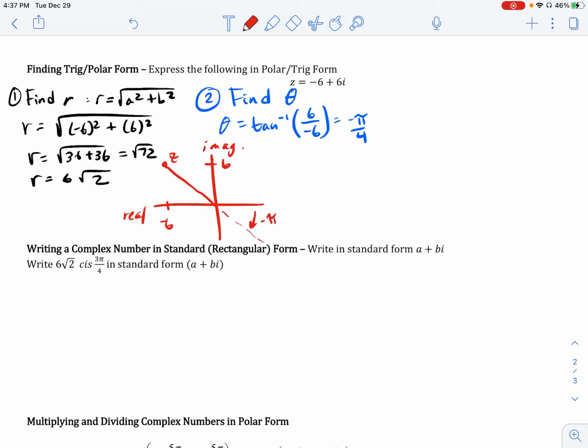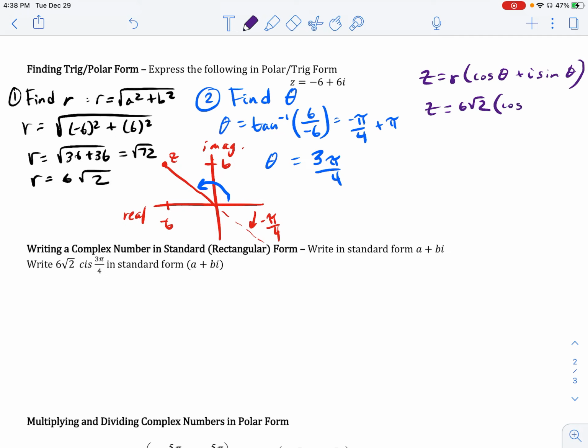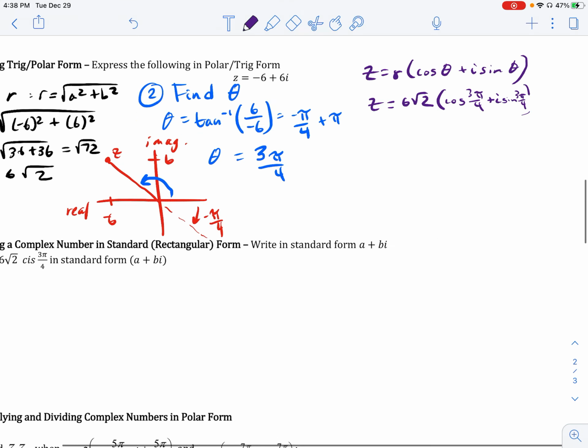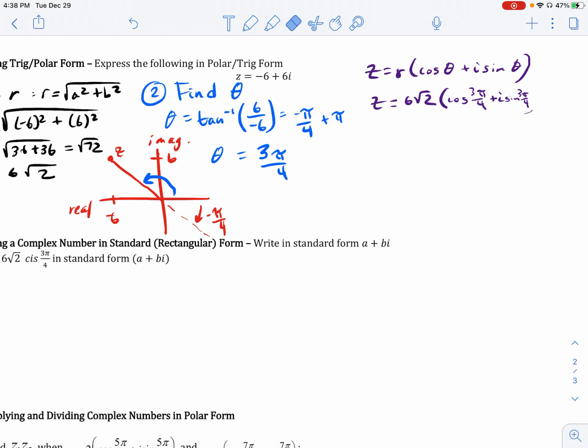So now that we have all that, we are ready to write our complex number in trig form. We know z is equal to r times cosine theta plus i sine theta. So z is equal to our r value, 6 root 2, times the cosine of our angle, 3 pi over 4, plus i sine 3 pi over 4. I don't know why I was writing that so tiny. So there is our number in trig form or polar form.